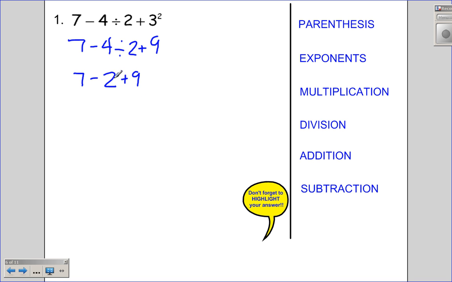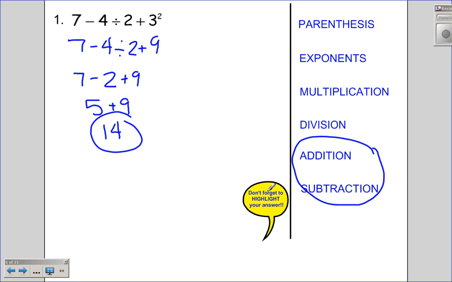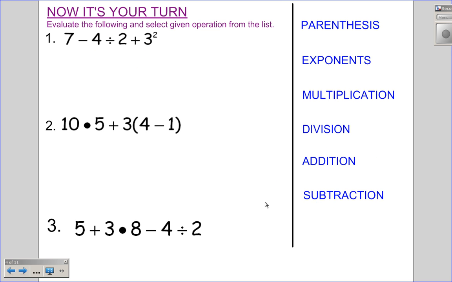Adding and subtracting. Now, I don't want to make the mistake of doing 2 plus 9 before I do 7 minus 2. I'm working together. These are together from left to right. So 7 minus 2 is 5, plus 9. My answer is 14. Okay, it's very important I do not do that. A common mistake, a common answer people would have gotten here would have been the 2 plus the 9 would have been 11. 7 minus 11 would have been negative 4. The correct answer is a positive 14.